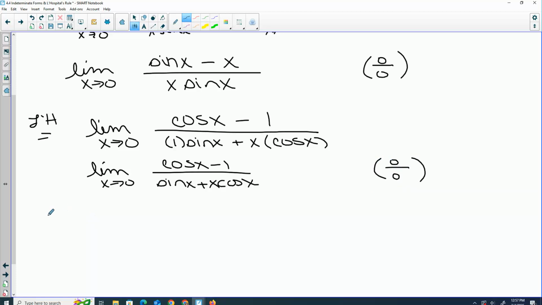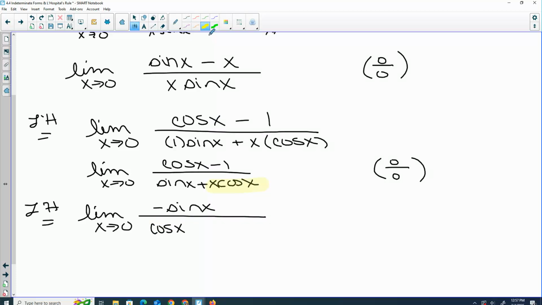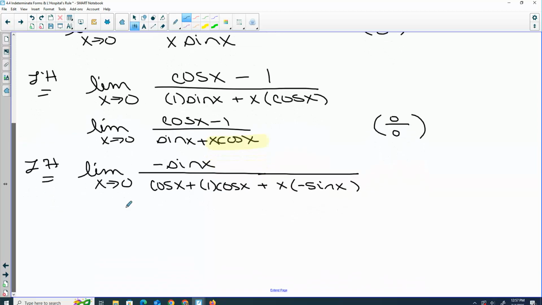So what does that tell me? Again. Derivative of cosine is negative sine. Derivative of 1 is 0, so I can drop that. On the bottom, derivative of sine plus derivative of x cosine x. What do I have to do for this? Product rule: derivative of the first times the second plus the first times the derivative of the second. Derivative of cosine is negative sine.